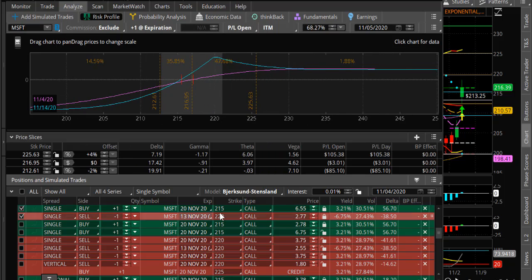So the first step is this profile here of a calendar diagonal, and the total risk is your spread width of your debit cost of the 655 minus 277. So your total trading risk on this calendar diagonal is a total of $3.78 or $378.